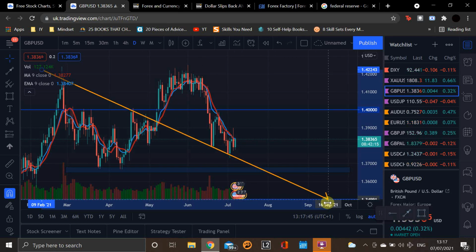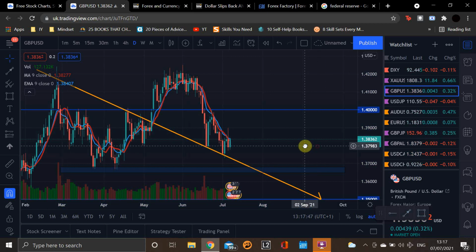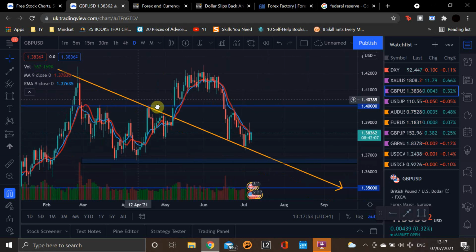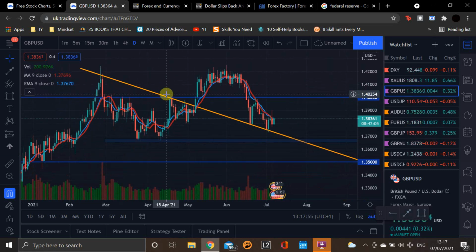Okay, get touched there, broke out, and then obviously it's at a major level, so it has to react to this level. So it broke out this level, but I don't think it could have held it because the US economy is strong.